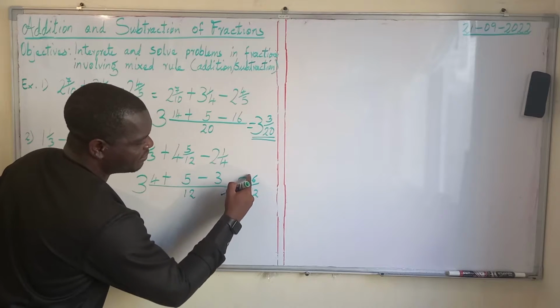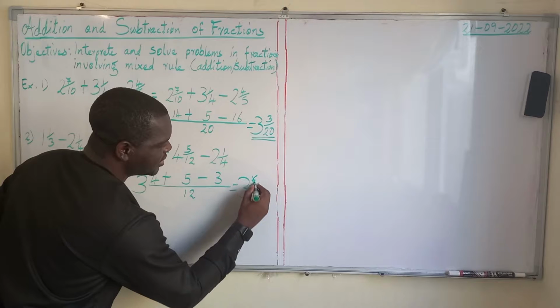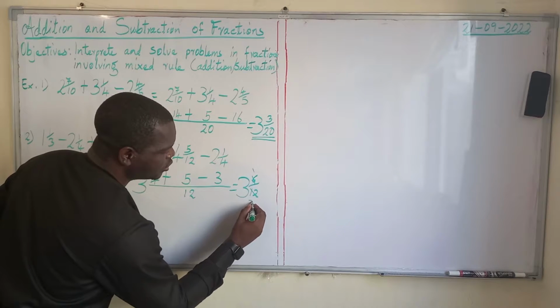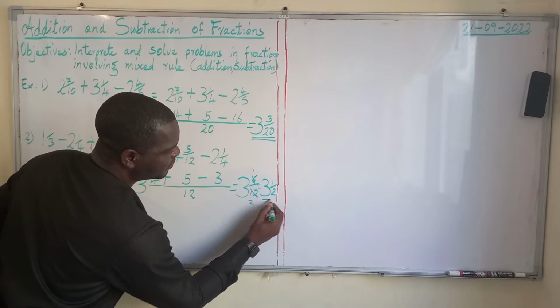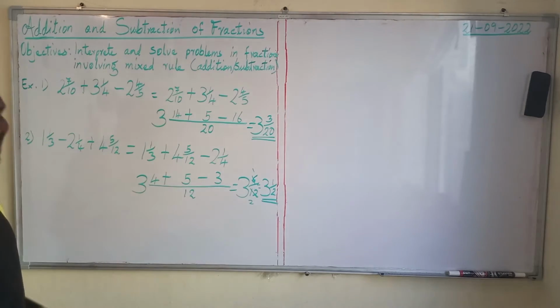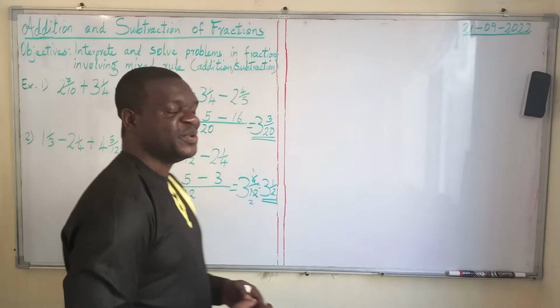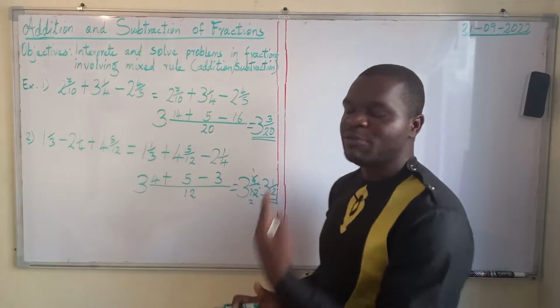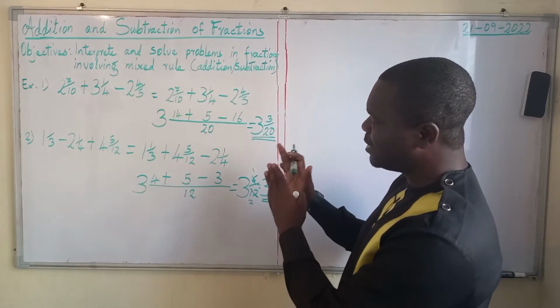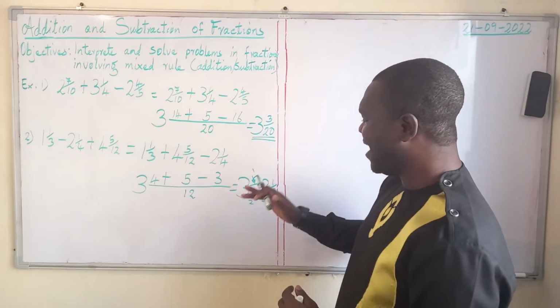And this is a vulgar fraction, so we can simplify. 6 here 1, 6 here 2, and our answer will be 3 and a half. So that is it when it comes to addition and subtraction of fractions, with subtraction coming before addition. You restate, solve, and simplify as we've just done here.